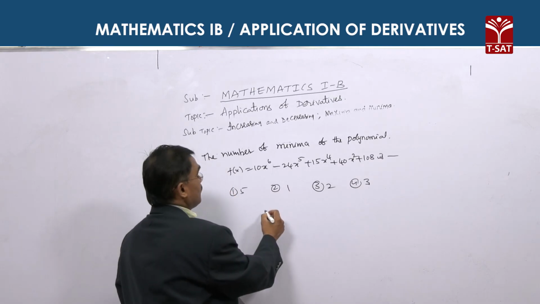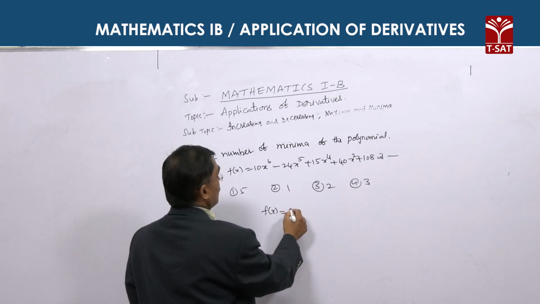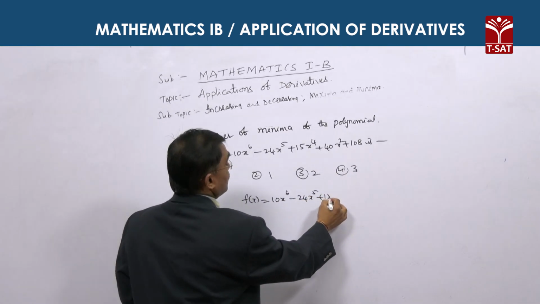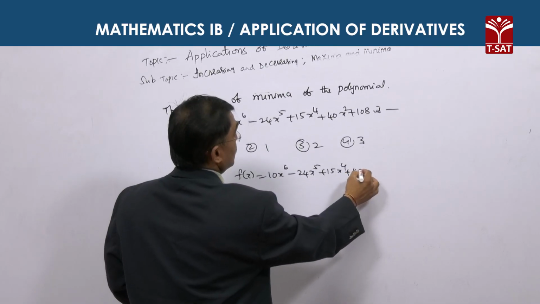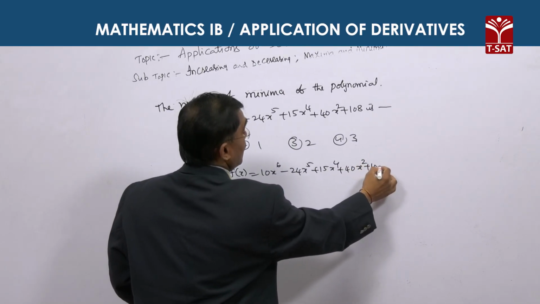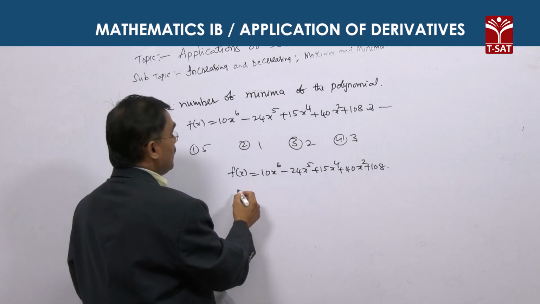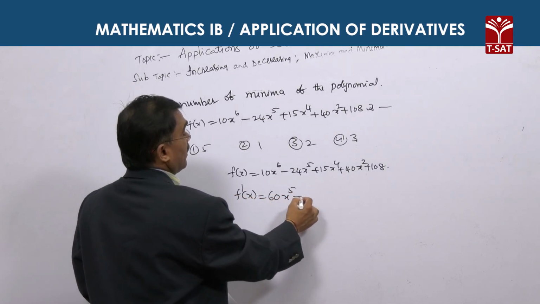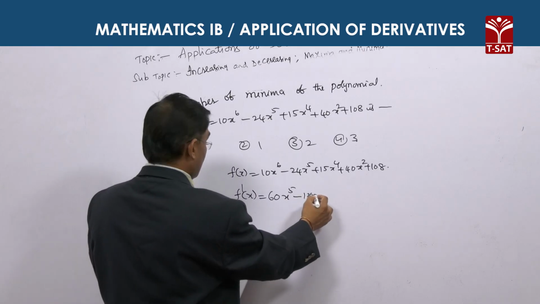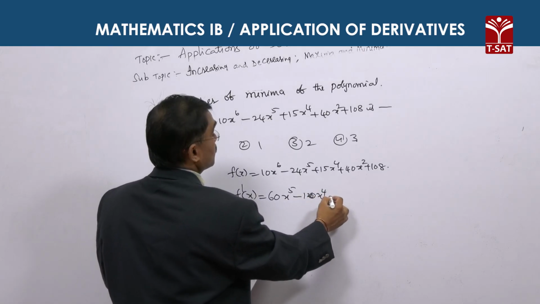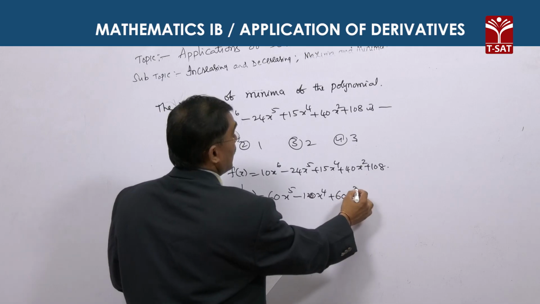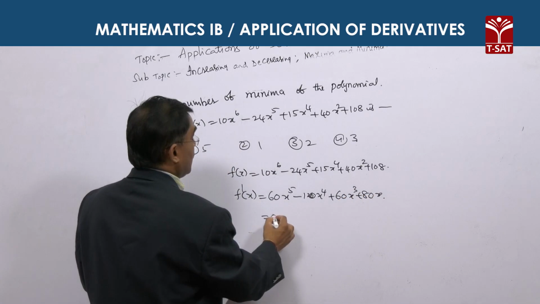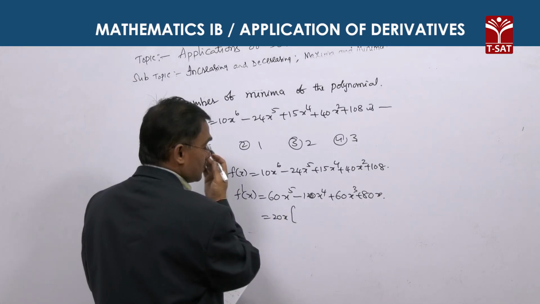So what is the given function? Given function f of x is equal to 10x power 6 minus 24x power 5 plus 15x power 4 plus 40x square plus 108. Right. For maxima or minima, first find f dash x, which is 60x power 5 minus 120x power 4 plus 60x cube plus 80x can be taken up. Right. From this, 20x is common.